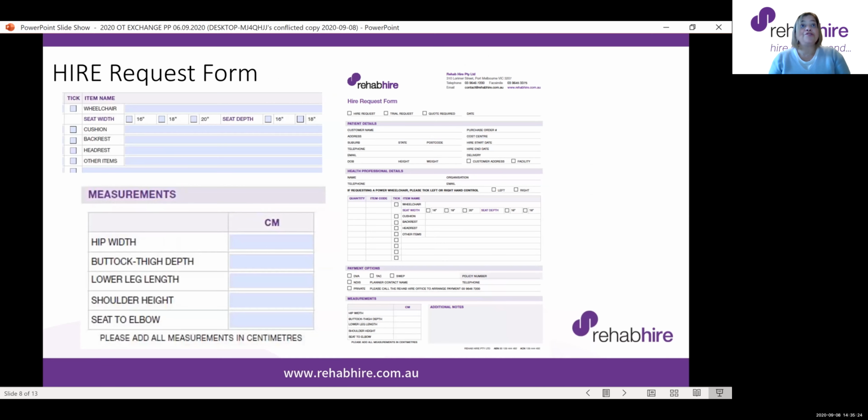We've made these additions to the hire request form because Rehabhire does quite a bit of hiring of equipment, and the hip width, buttock thigh depth, lower leg length, shoulder height, and seat to elbow measurements can be really helpful for us to set up a chair and then have it sent out to that individual. You do have a place on the form to indicate the seat width and depth you were hoping for, what type of cushion, backrest, and if they need a headrest, and those things you can search on the website and identify what is for hire versus what is for custom scripting. So that is another form that's on our website that you can download.